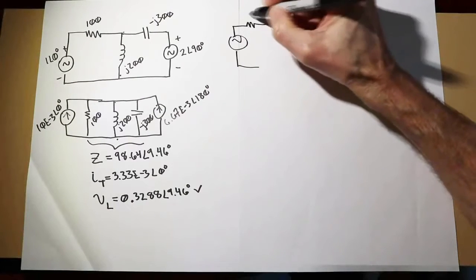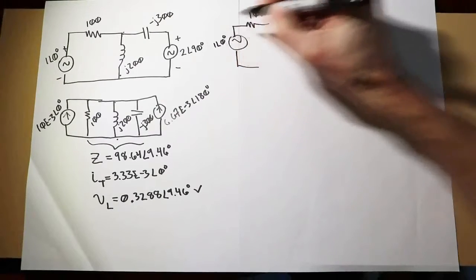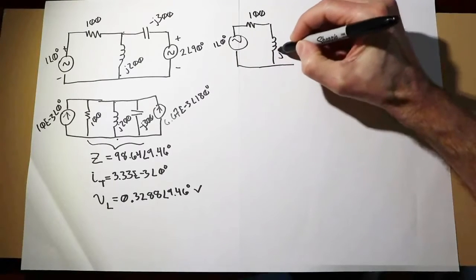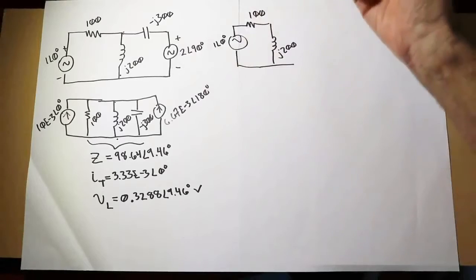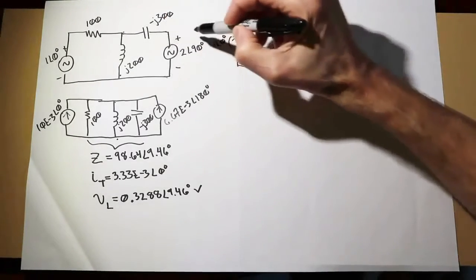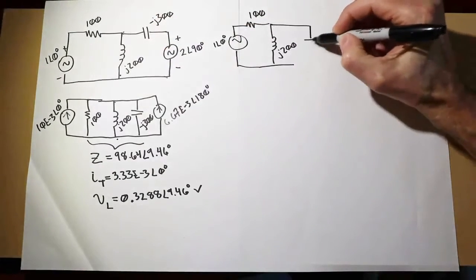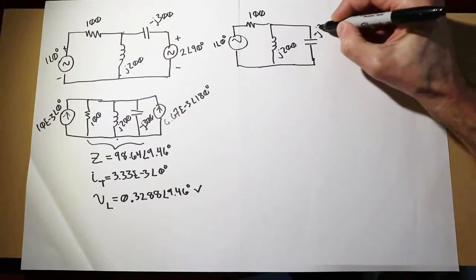That feeds the 100 over here. Here's the inductor coming down. Now, the second source is going to be replaced with its ideal internal impedance, a short. So this point is basically shorted to here, which means that capacitor is essentially in parallel with the inductor. This is what we're looking at. All right, so I got a minus J300 there.